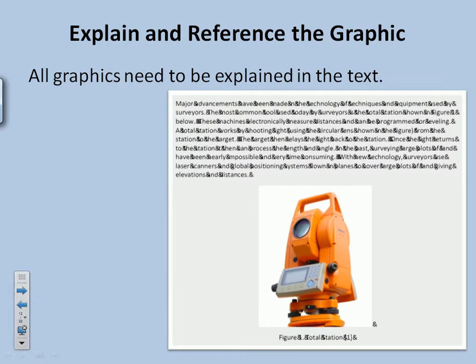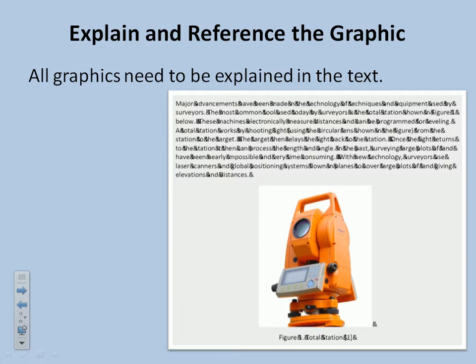Now again, just bear with me. Major advancements have been made in technology and techniques and equipment used by surveyors. The most common tool used today by surveyors is the total station, shown in figure 1 below, right? We've told them where to look. These machines electronically measure distances and can be programmed for leveling. A total station works by shooting light using the circular lens shown in the figure, right? So we told them where to look in the figure so they understand how the thing works. From the station to the target, then it relays the light back to the station. Once the light returns, the station can then process the length and the angle. There's not much difference after that point.